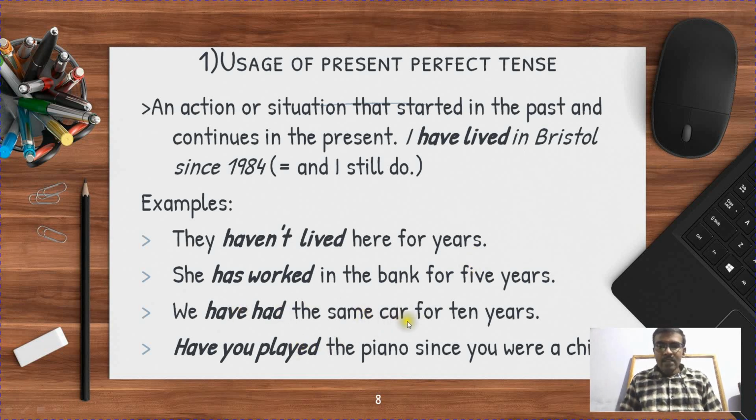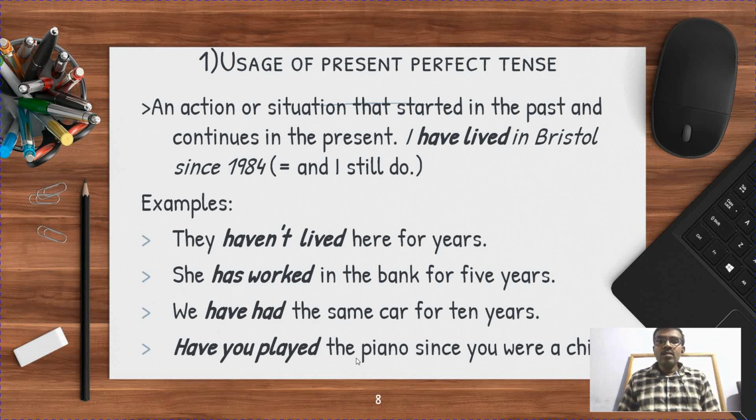We have had the same car for 10 years, no change at all. It is still continuing from the past. We have had the same car for 10 years. Have had is different. So had is the past participle. Have you played the piano since you were a child? They are asking whether you have been playing the piano since childhood.